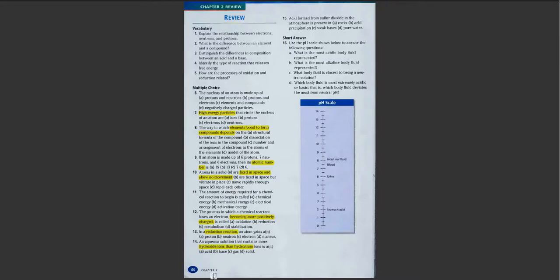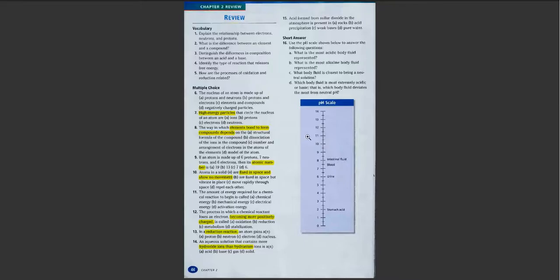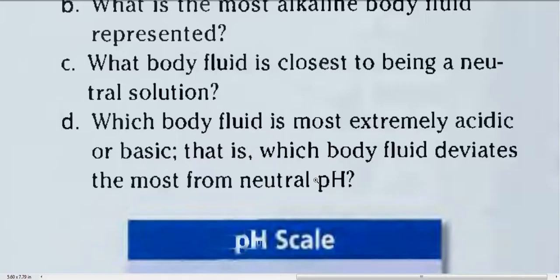Short answer. 16. Use the pH scale shown below to answer the following questions. A. What is the most acidic body fluid represented? B. What is the most alkaline body fluid represented? C. What body fluid is closest to being a neutral solution? D. Which body fluid is most extremely acidic or basic? That is, which body fluid deviates the most from neutral pH?